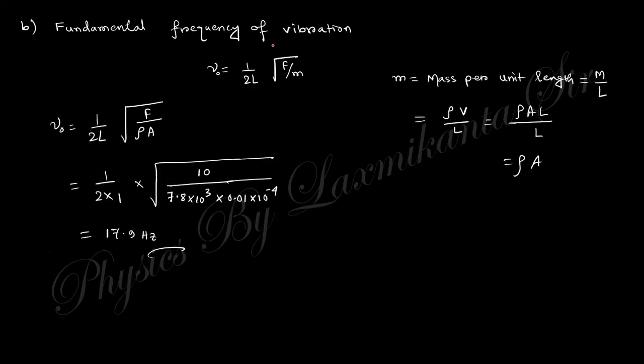And the next one is the fundamental frequency. You know the fundamental frequency is 1 by 2L root of F by m, and m is nothing but mass per unit length. So mass equals rho into V by L, where V is cross-section area into length. So length cancels out, leaving rho into A. So put in the values, density, cross-section area, changed from centimeter square to meter square, and this is 4 tens Newton. So all in SI units, the answer is in Hertz.